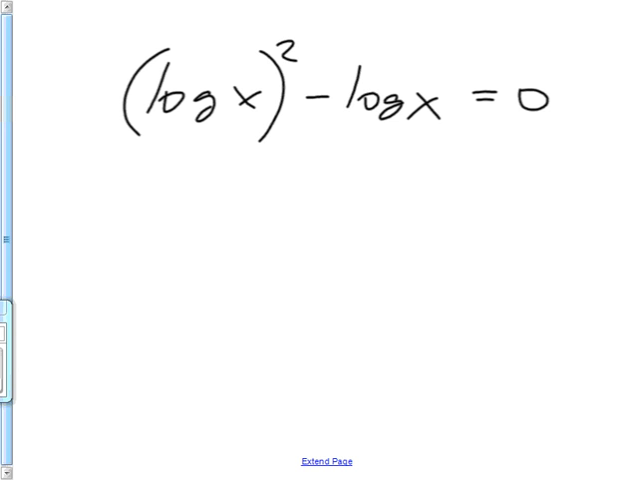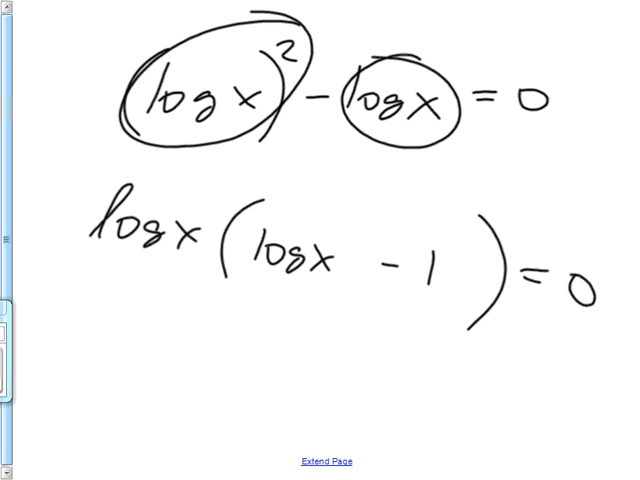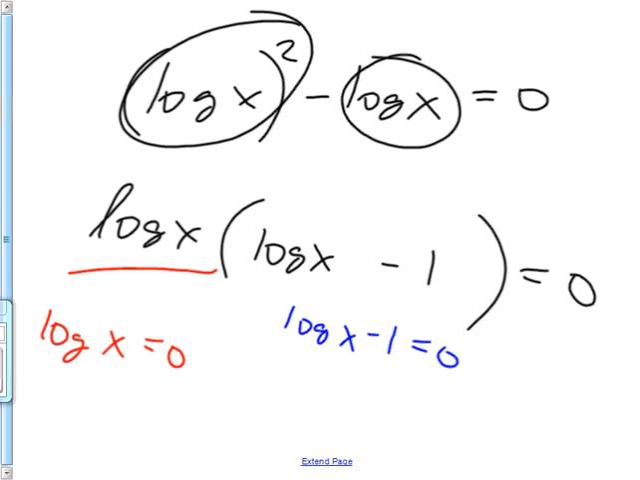There's a log in both of them. Comes out, log x, and then what do you have left? If this was log x squared, you still have a log x left. And then when I take the log x out of that, I have minus 1. And then I set this part equal to 0, log x equals 0, and this part equal to 0. Log x minus 1 equals 0. Then I add 1 to both sides, and this becomes log x equals 1.